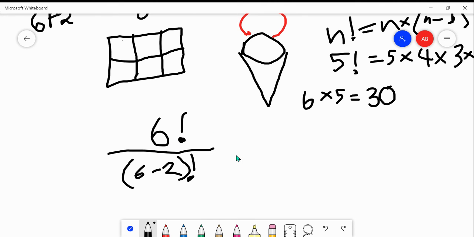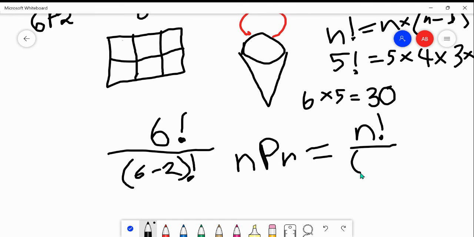Answer solved. So if you have n P r, where r is, if you have n items and you were to take out r in an ice cream scoop where the order does matter, so putting vanilla on the bottom and chocolate on top is different from putting chocolate on the bottom and vanilla on top, the answer is n factorial divided by n minus r factorial.